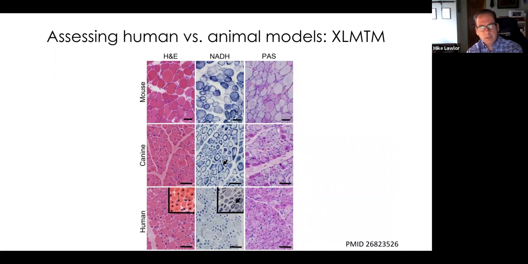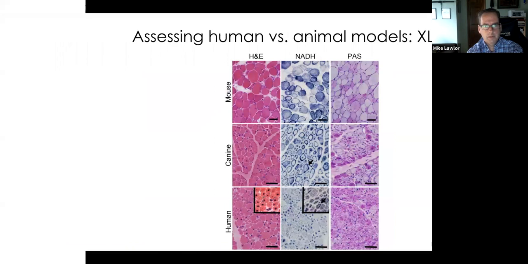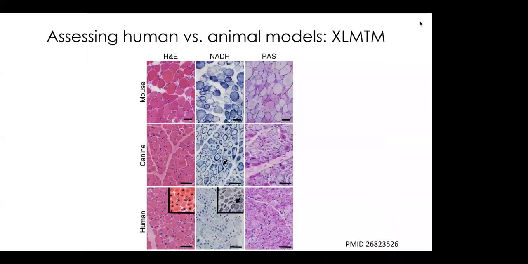A similar thing was done when we were working in the X-linked myotubular myopathy field. And this was a run-up to the ASPIRO clinical trial for gene therapy in myotubular myopathy. And so we worked with Audentes Therapeutics and a number of experts in the field to really categorize the pathology that was occurring in the mouse models, in the canine model of myotubular myopathy, and in humans, and really highlight how things were similar and different between these.